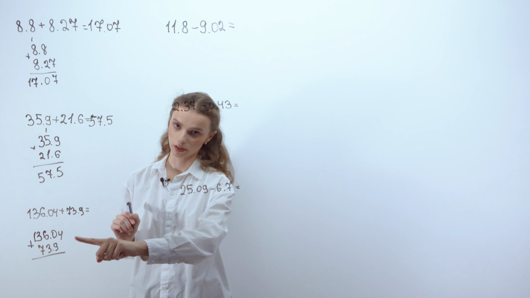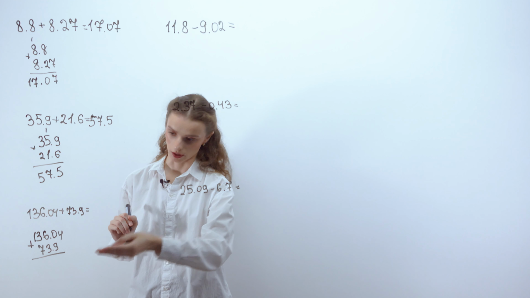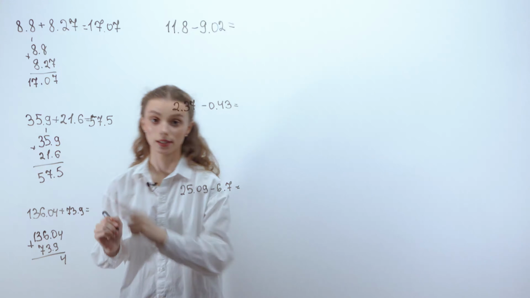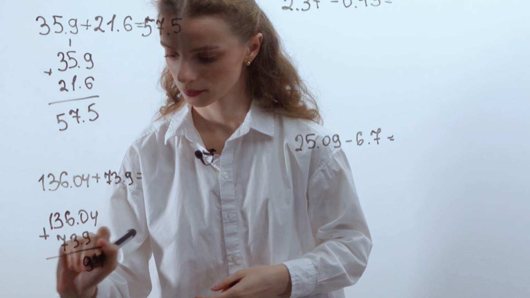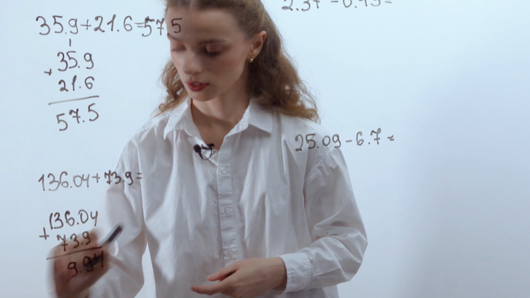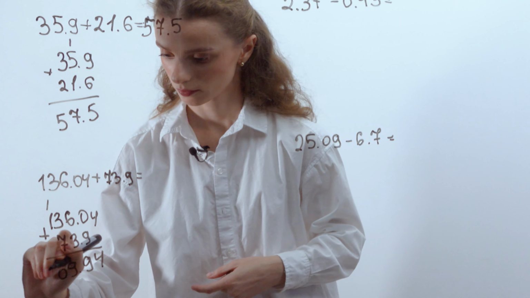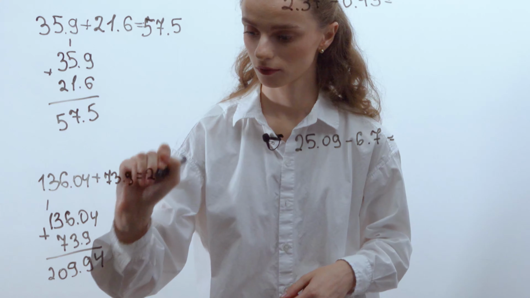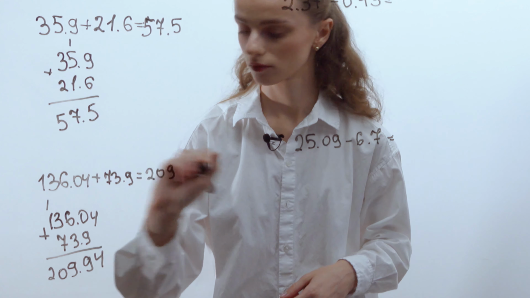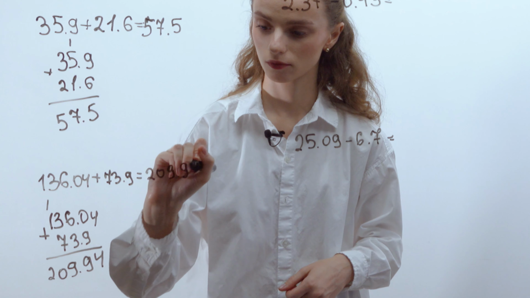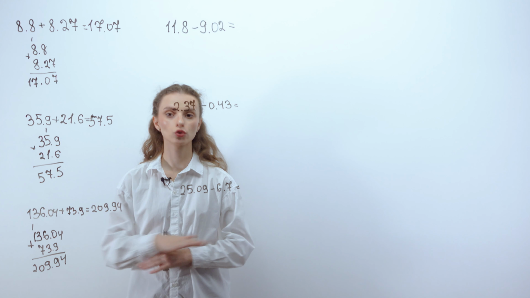4 plus empty space will stay for 0. 4 plus 0 is 4. 0 plus 9 is 9. 6 plus 3 is 9. 3 plus 7 is 10. Write down 0, 1 on top, and 1 plus 1 is going to be 2. And my final answer is going to be 209.94.